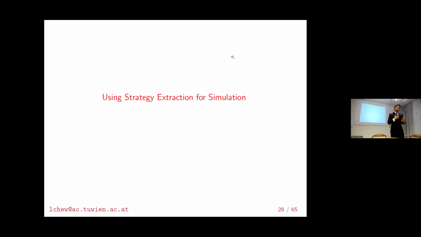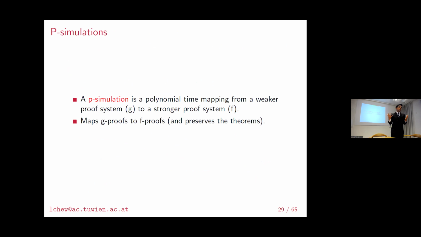Right, and talking about the strength of extended QU resolution leads on to this next section about using strategy extraction for p-simulation. So a p-simulation is a polynomial time mapping from a weaker proof system to a stronger proof system. It's some function that maps G proofs to F proofs and it preserves a theorem.